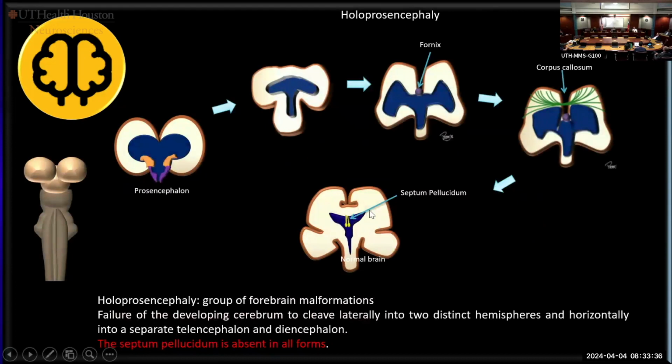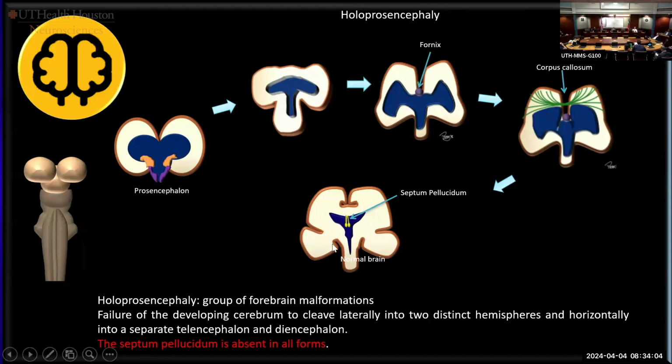And after they form, the ventricles give you this nice triangular shape in the frontal horns, just at the level of the foramen of Monro. The foramen of Monro's limits are going to be the fornix medially and superiorly, and inferiorly you have the thalamus. That's how you normally communicate these lateral ventricles with the third ventricle. So let's see when this doesn't happen.